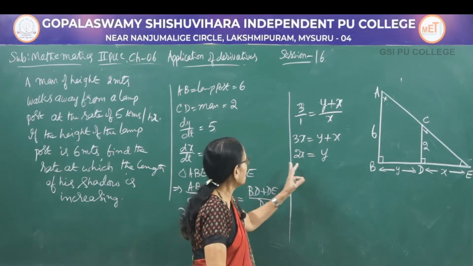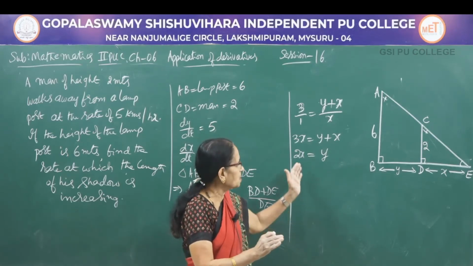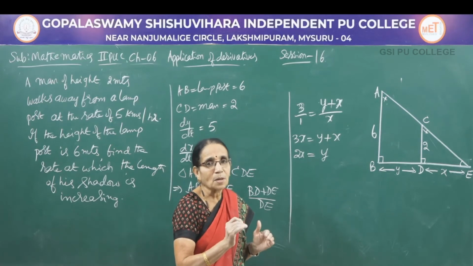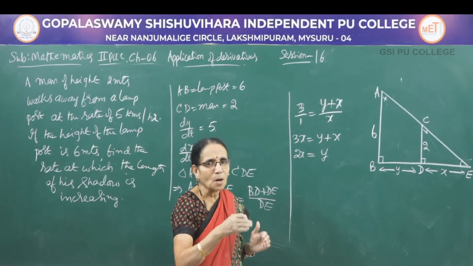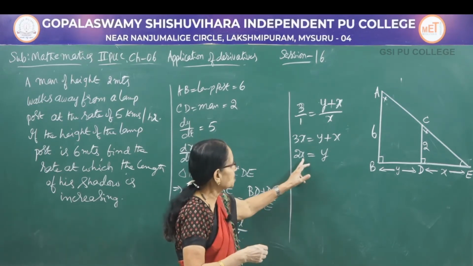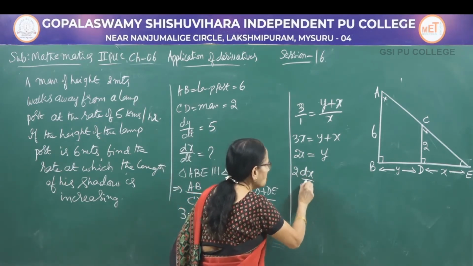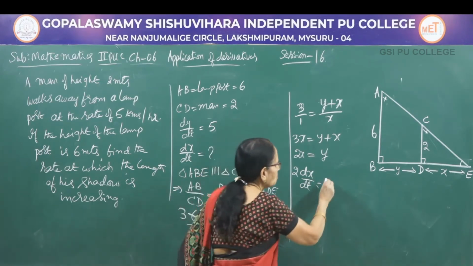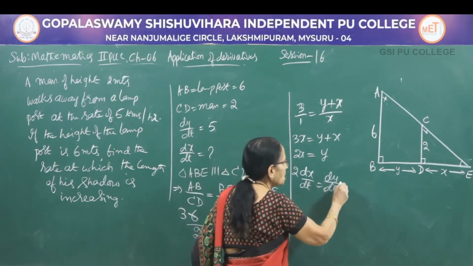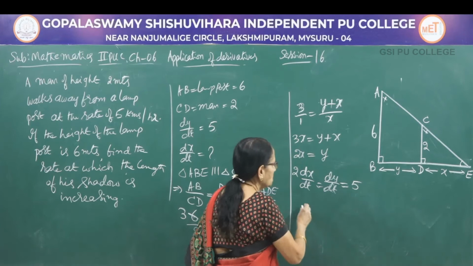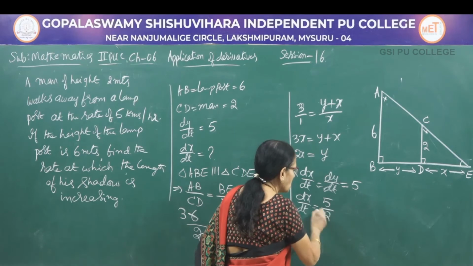Now we have to differentiate, because we have just developed a relation between x and y. What is it that we wanted here? We know at what rate the person is moving. We want to find out at what rate his shadow is increasing. So actually we have to calculate dx by dt. Therefore differentiate with respect to t: 2 dx by dt equals dy by dt. But dy by dt is already given, so this is equal to 5. Therefore what is dx by dt? Take 2 to the right hand side. It becomes 5 by 2.